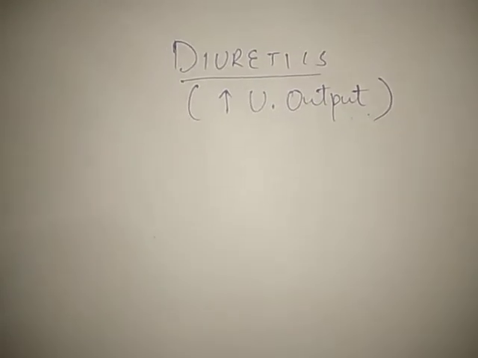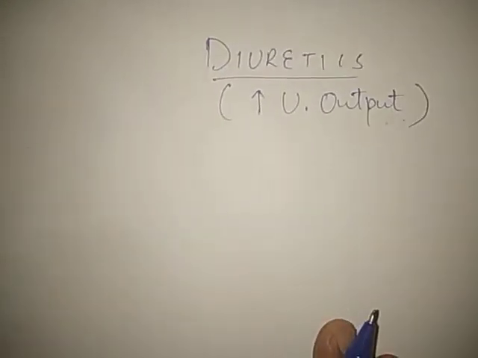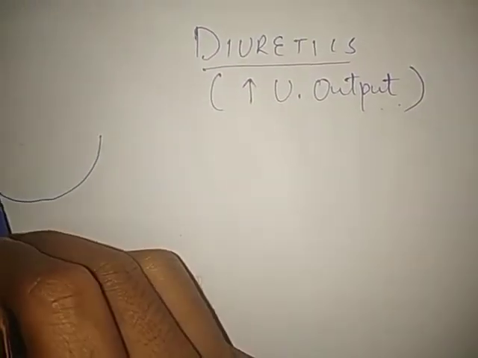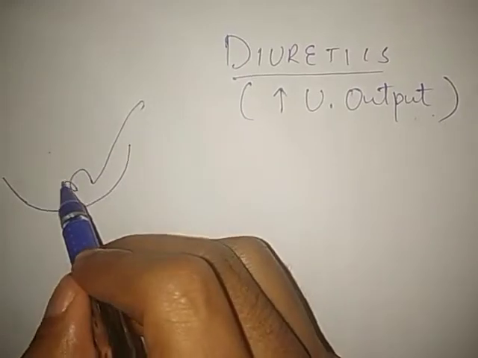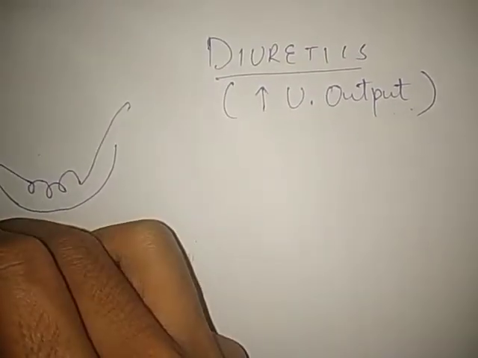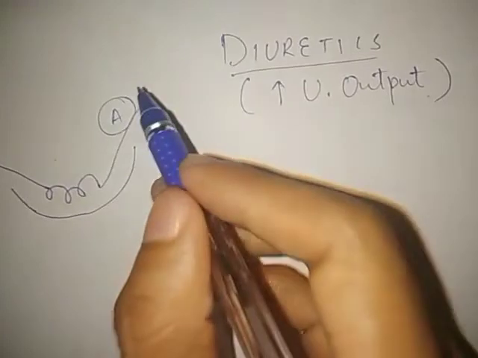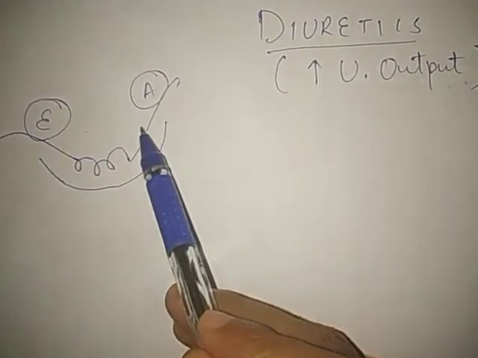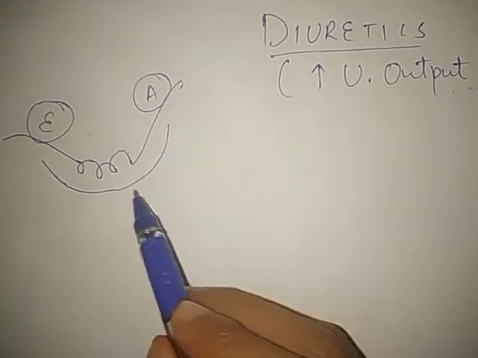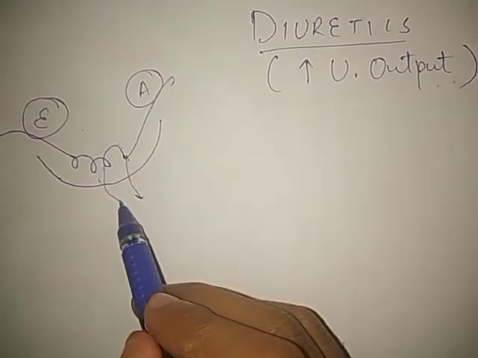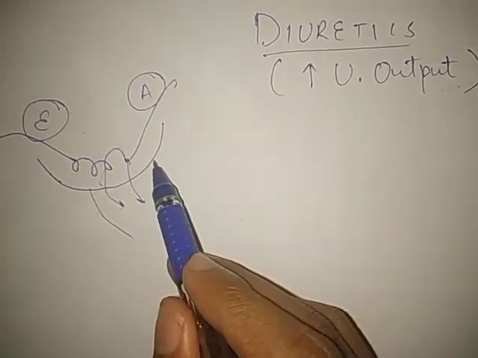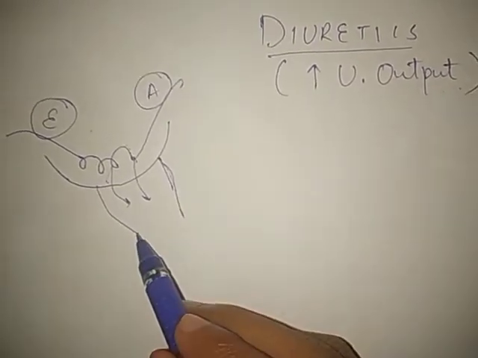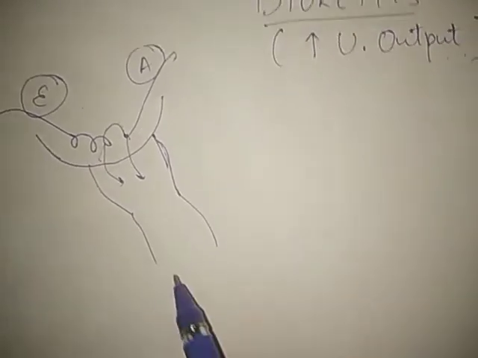Let's study the nephron and how it's working. Suppose this is our Bowman's capsule. This is the afferent arteriole, this is the glomerulus, and this is the efferent arteriole. Glomerulus is bringing the blood and it is being filtered in the Bowman's capsule. This is the proximal convoluted tubule.